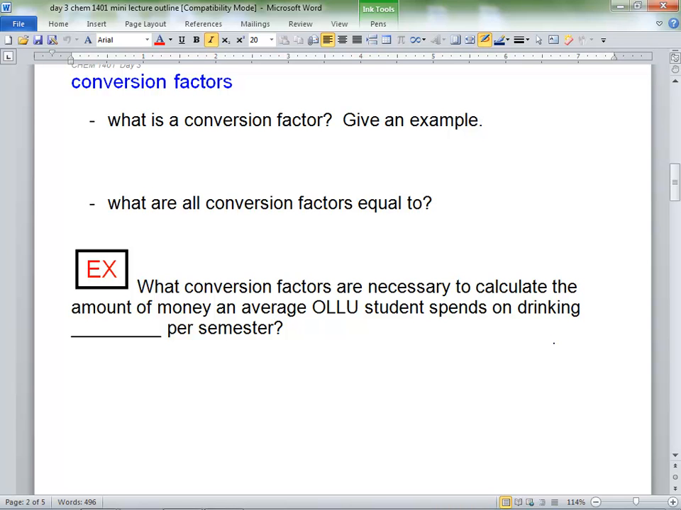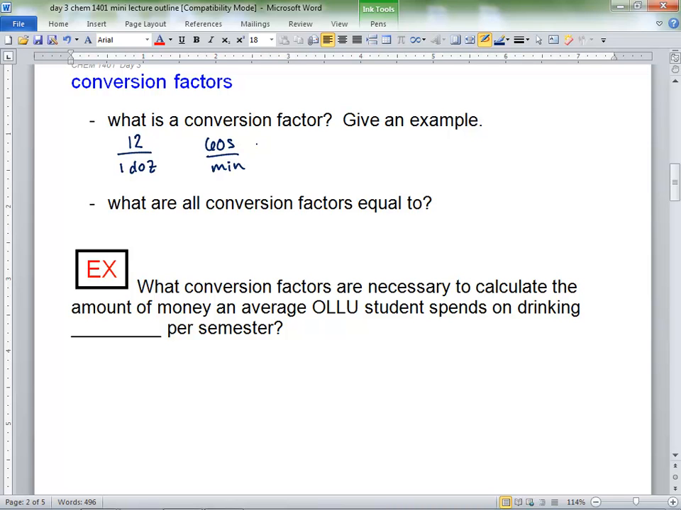What is a conversion factor? Well, it's just something that you multiply by to convert from one set of units to another set of units. For example, we know that there's 12 in a dozen. We know that there's 60 seconds for every minute.